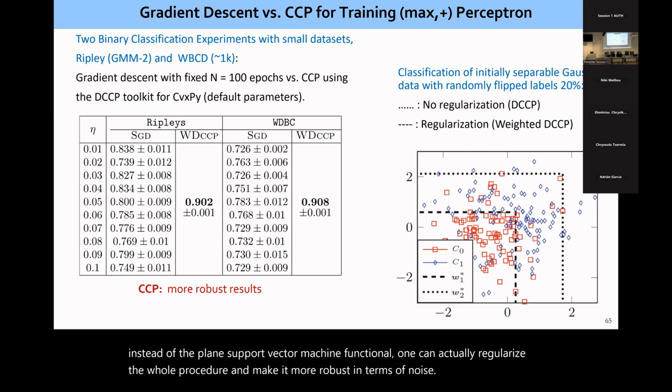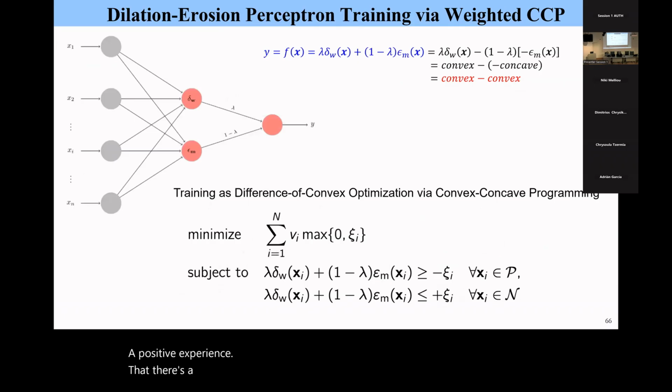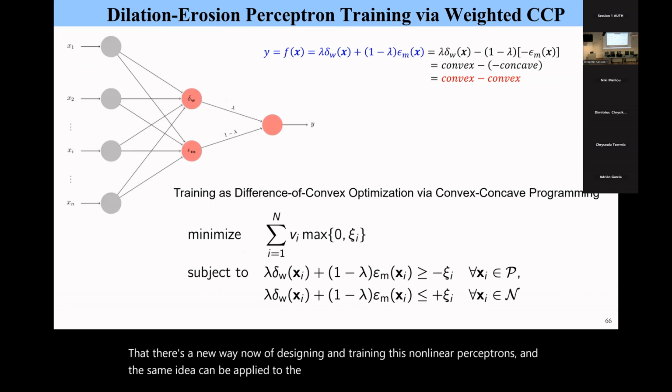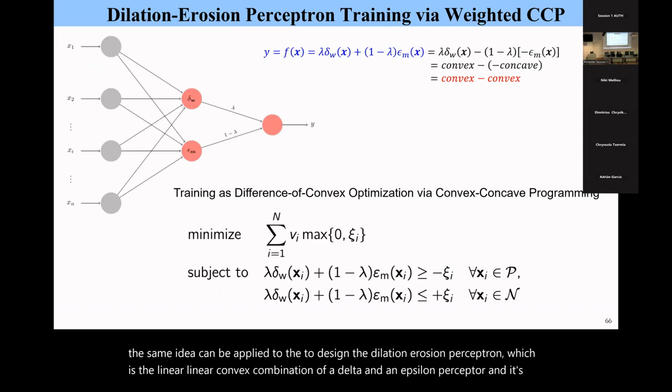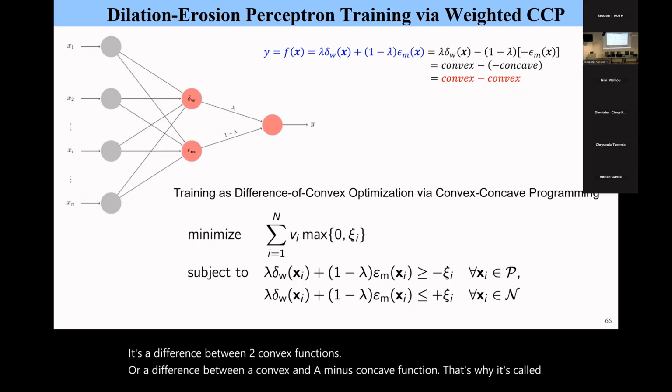So this is a positive experience, that there's a new way now of designing and training these nonlinear perceptrons, and the same idea can be applied to designing the dilation erosion perceptron, which is a linear convex combination of a delta and an epsilon perceptron. And it's very easy actually to see that this convex linear combination is a difference between two convex functions, or a difference between a convex and a minus concave function. That's why it's called convex concave programming.